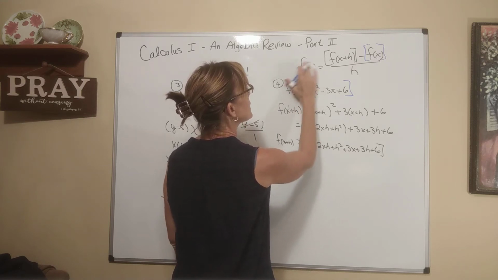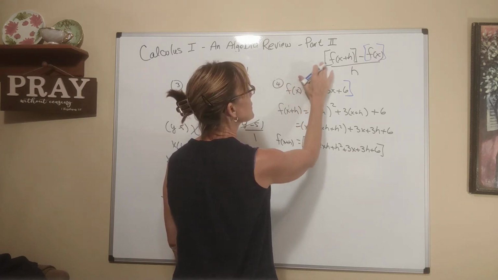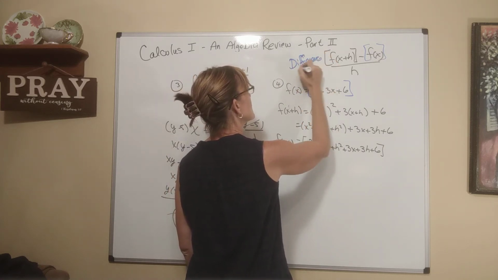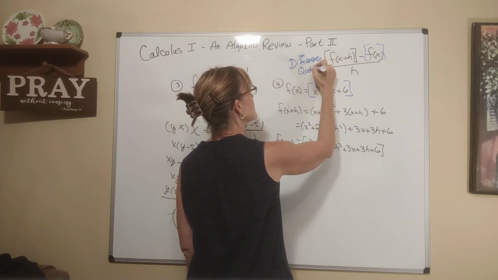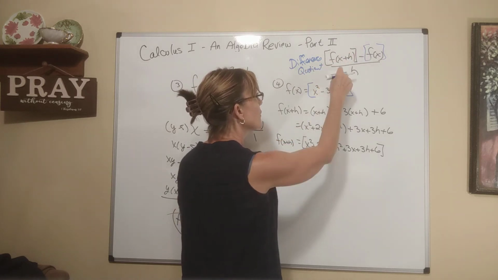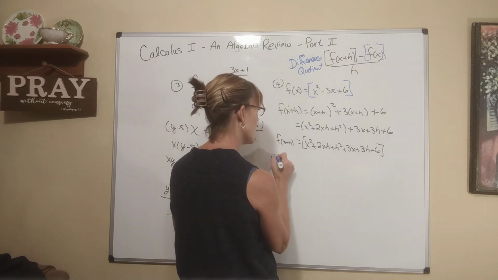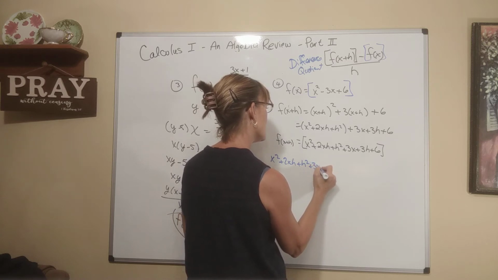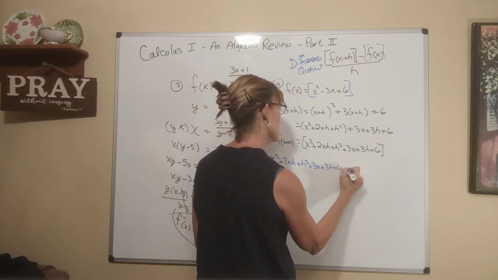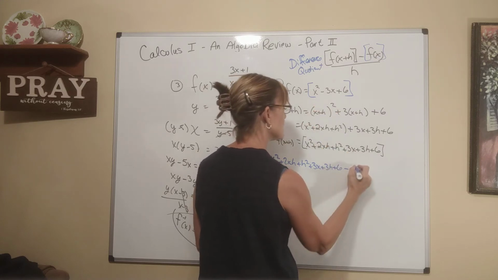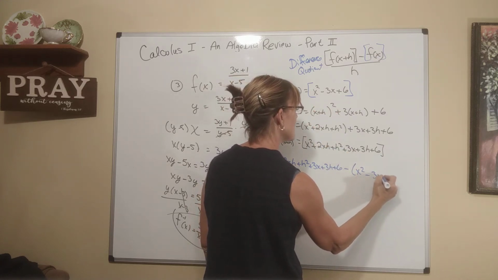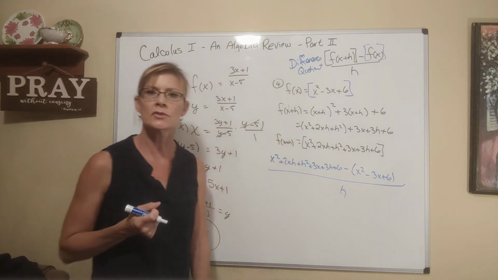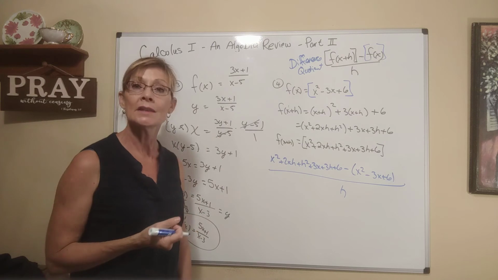I didn't mean to put that. Let me just say, this is the difference quotient. All right, so it's f of x plus h, which is all of this stuff: x squared plus 2xh plus h squared plus 3x plus 3h plus 6, minus f of x, which is this, x squared minus 3x plus 6, all over h. This right here is the constructed difference quotient. Now, we need to simplify it.